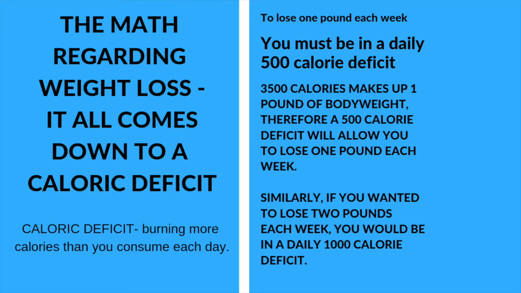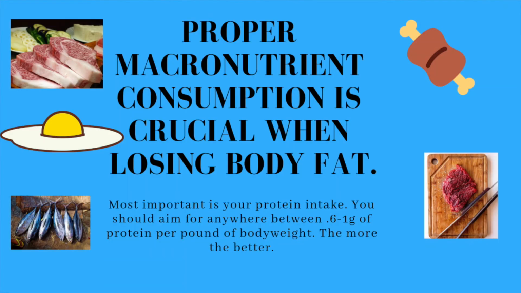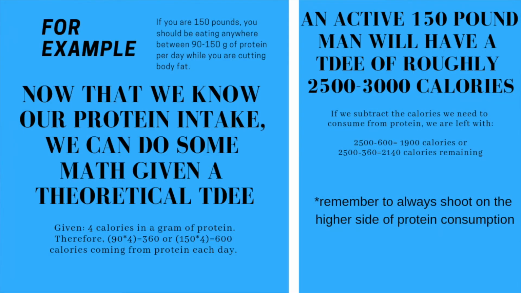However, macronutrients play an important role when you're in a caloric deficit. To preserve lean body mass, it is recommended that you consume anywhere between 0.6 to 1 gram of protein per pound of body weight. This means if you are 150 pounds, you should be eating anywhere between 90 to 150 grams of protein per day while you are cutting body fat.